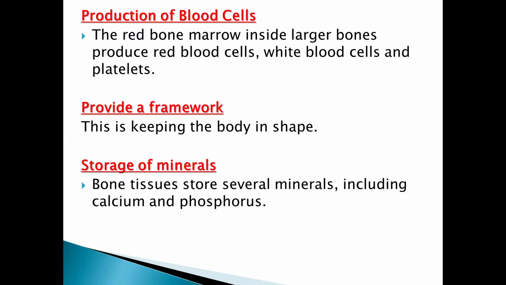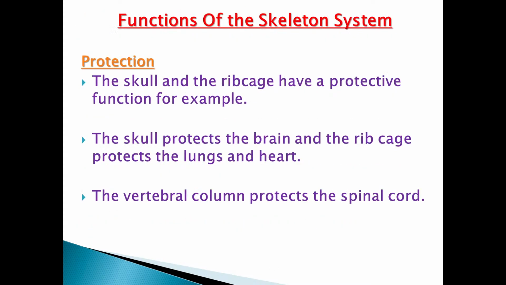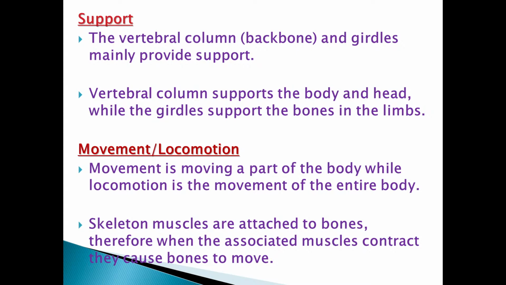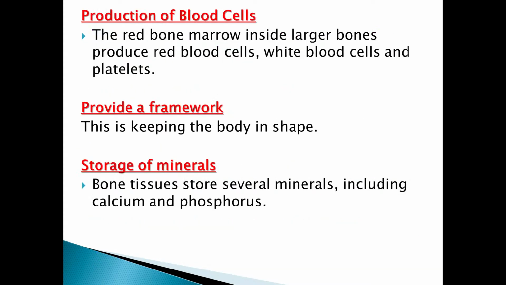So the first pointer there, first function at the top there, production of blood cells. The pointer is saying that the red bone marrow inside larger bones produces red blood cells, white blood cells, and of course platelets. So those are the three blood cells. In terms of functions, listing all the functions that we would have covered, protection is one. Then we have support, then movement number 3, and now we're at production of blood cells.